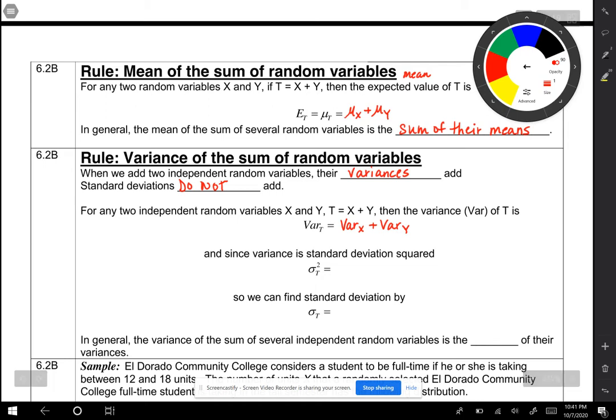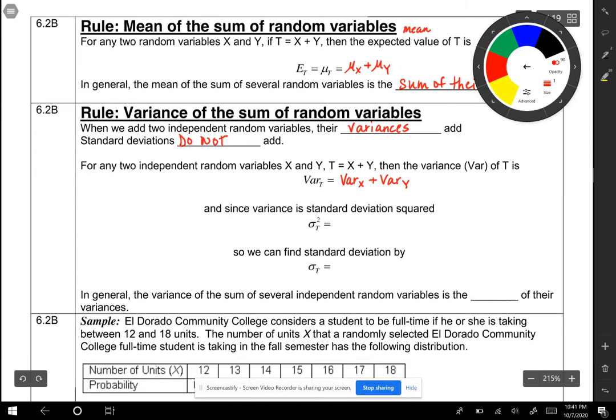And since variance is standard deviation squared, notice the symbol on the left side, that means the standard deviation squared for t would be equal to the standard deviation squared of x plus the standard deviation squared of y. And this looks very familiar in a way. It's like the Pythagorean theorem, where you have a squared plus b squared equals c squared.